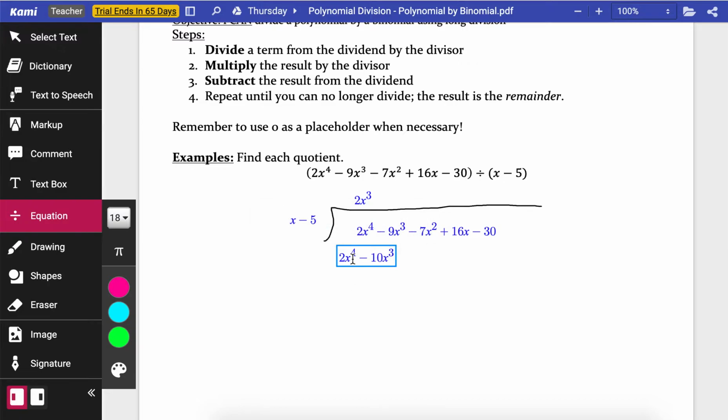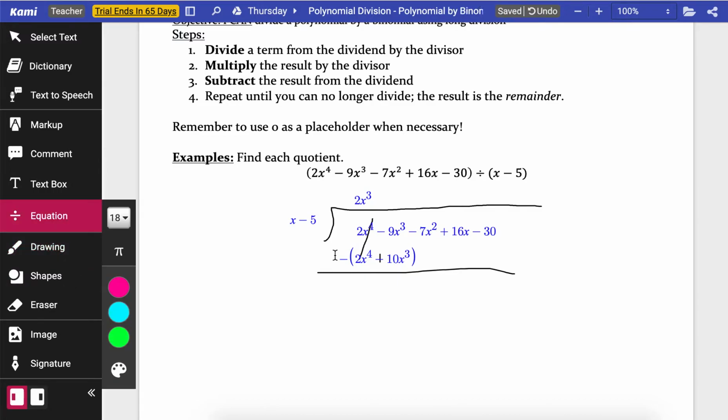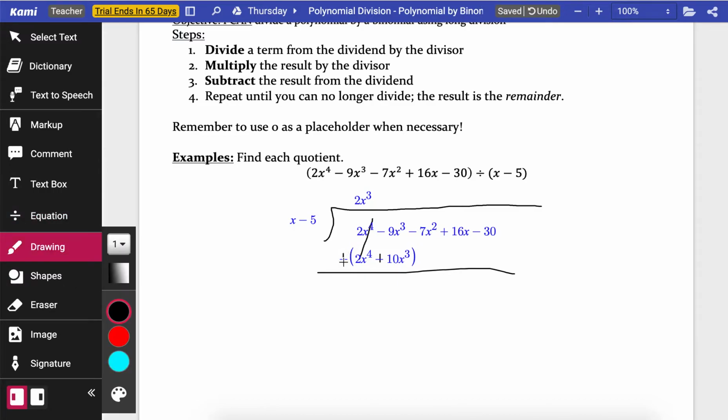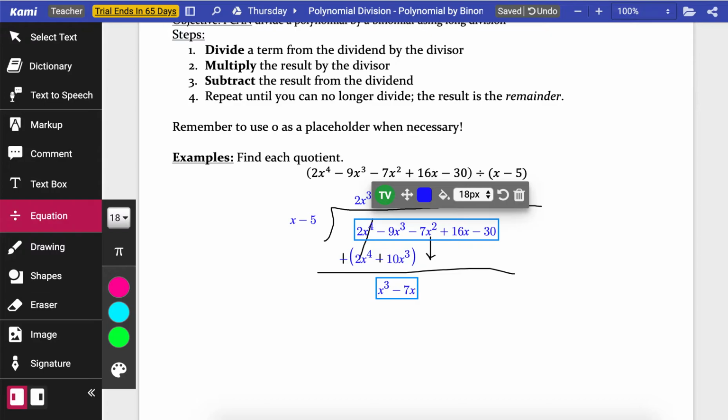Then remember, so we divided, we multiplied. Now we're going to subtract this from up here. So 2x to the fourth minus 2x to the fourth cancels. That's good. And negative 9 minus negative 10, or plus 10. And I'm just going to draw this in now also. So negative 9 plus 10 is positive 1x to the third. And we carry down the minus 7x squared.